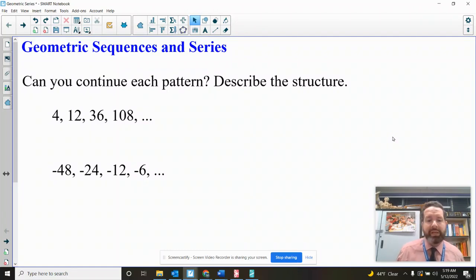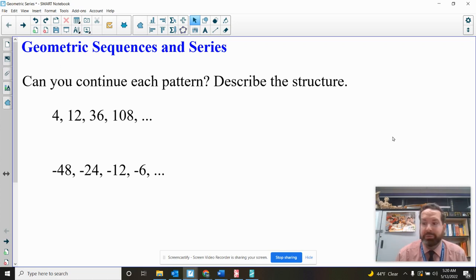In the previous lesson, we looked at arithmetic sequences and series. Remember, a sequence is just the list of numbers. A series is when you add those up by putting plus signs in between them. Well, arithmetic series are where you add on the same number each time to move from term to term. There are other patterns. Another very common one is called a geometric sequence.